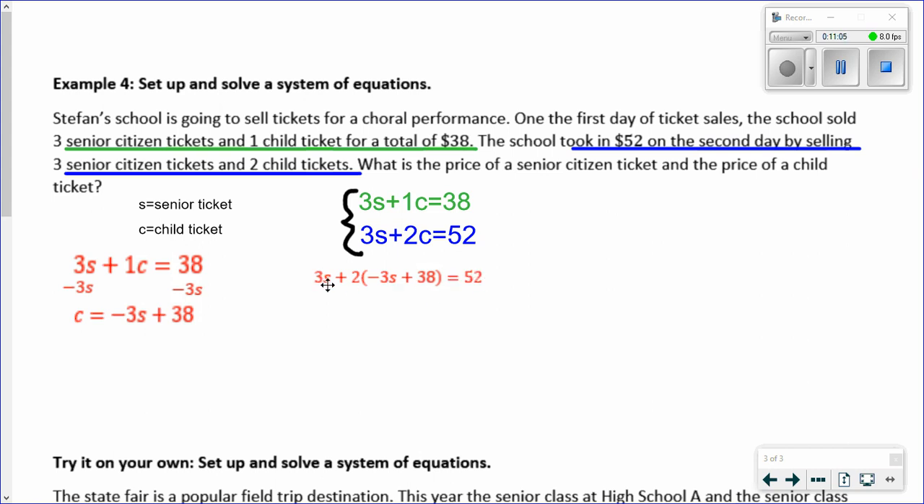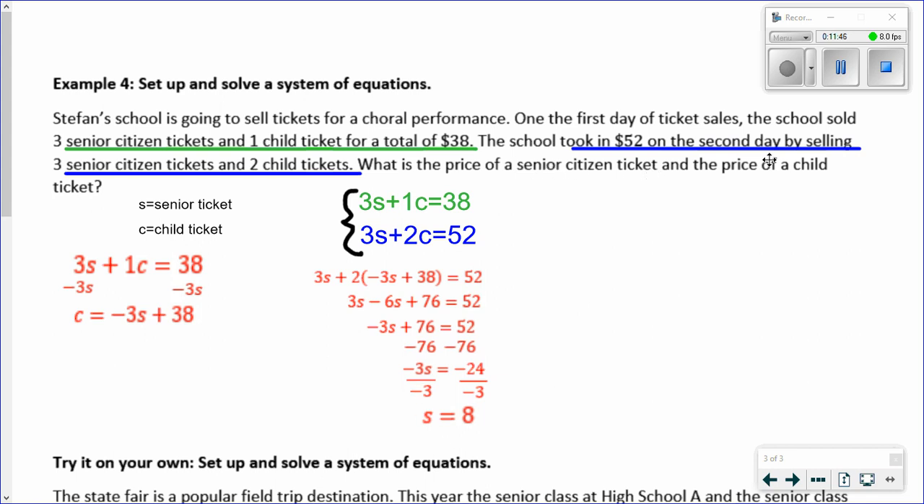Now, I only have one variable in here, which is great, just this s. So I can go ahead and solve. So first I'm going to distribute. So I have 3s minus 6s plus 76. I'm going to combine my like terms, and that gives me negative 3s, bring everything else down. Now I can solve. I'm going to subtract 76. So now I have negative 3s equals negative 24, divide by negative 3, s equals 8. Okay? So that's the price of the senior ticket, is $8.